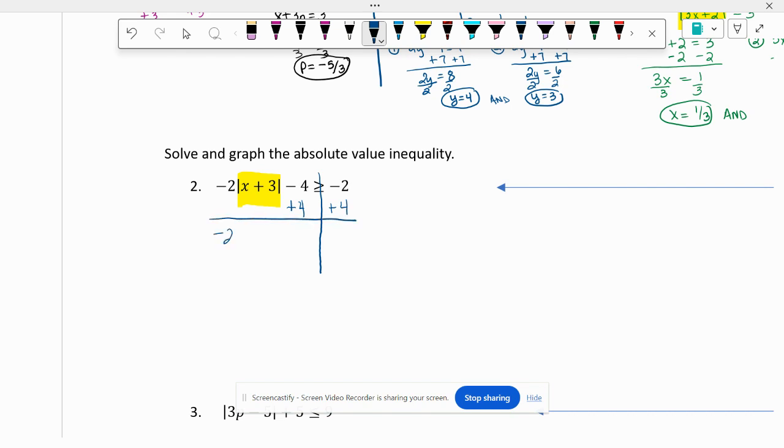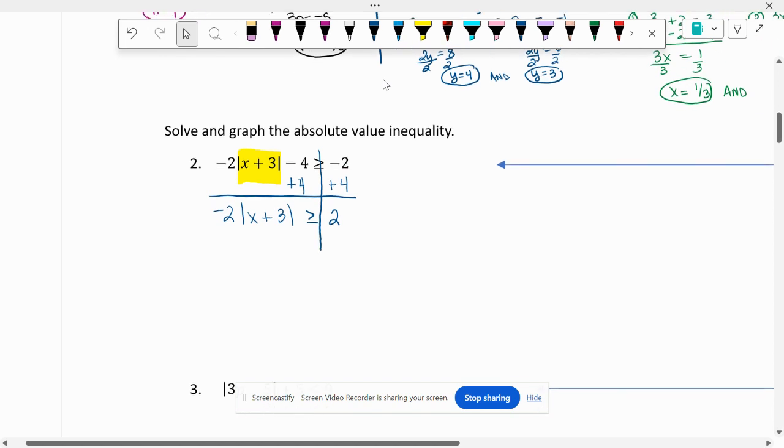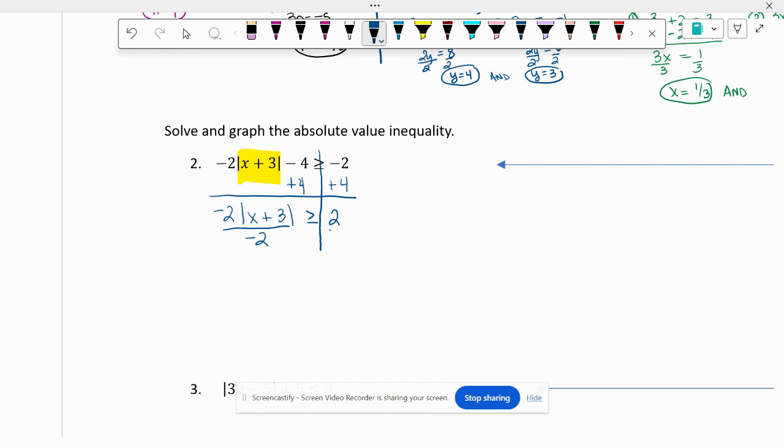So that gives me negative 2 times the absolute value of x plus 3 is greater than or equal to, let's see, negative 2 plus 4 is a positive 2. The next thing that I need to do is divide both sides by negative 2. And that makes me think about an inequality rule.